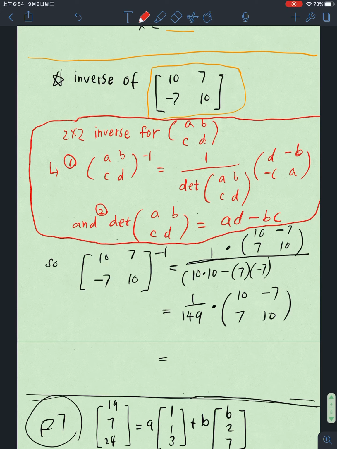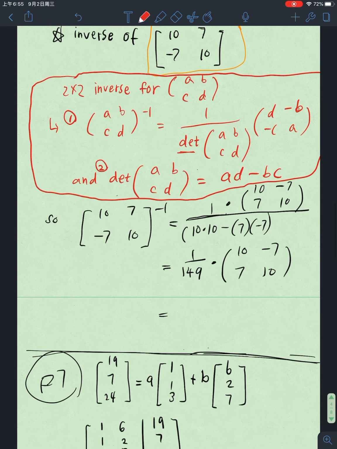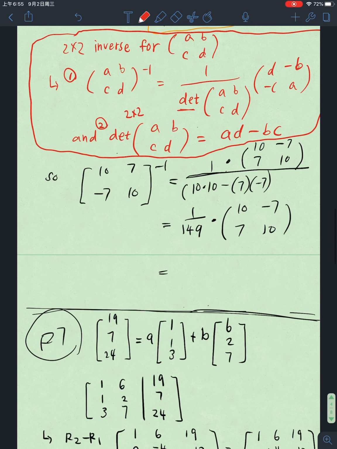So the inverse for a 2 times 2 matrix ABCD will be 1 over the determinant of ABCD, then times D, -B, -C, and A. And the determinant for ABCD, a 2 times 2 matrix, will be simply AD minus BC. If it's 3 times 3, it will be much more complicated, but since our problem is just a 2 times 2 matrix, we don't need to worry about that.